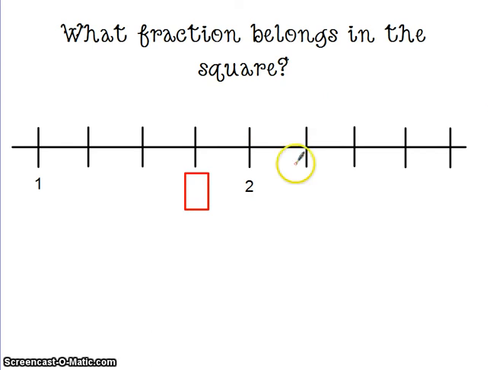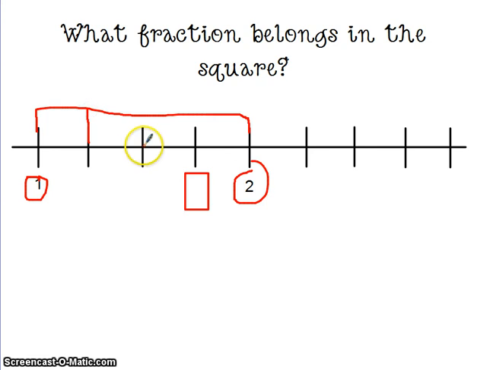Okay, let's try this one. What fraction belongs in the square? So I have the whole number 1 and I have the whole number 2. Okay, so draw my rectangle. And I'm going to stop right there and I'm going to give you a second. I want you to draw this and see if you can figure out what we're counting by and label your own number line.